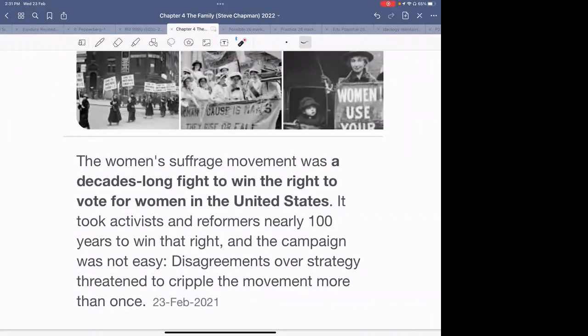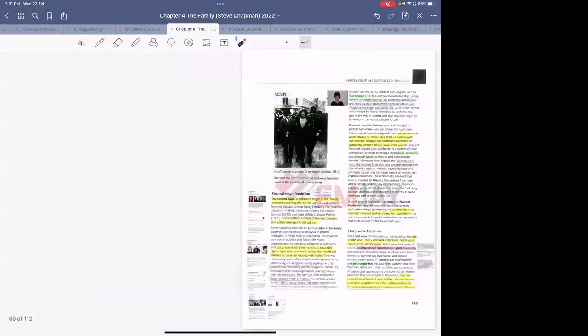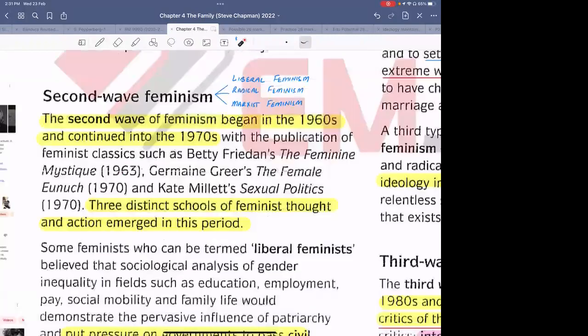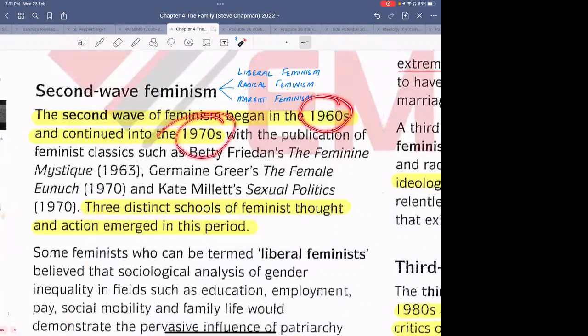Yeah, taking it ahead, I want to speak about the second wave of feminism now. The second wave of feminism began in the 1960s and continued into the 1970s. What has to be kept in mind over here, may I have your attention, please? Yes. What has to be kept in mind is that in the second wave of feminism, three distinct schools of feminist thought and action emerged in this period.